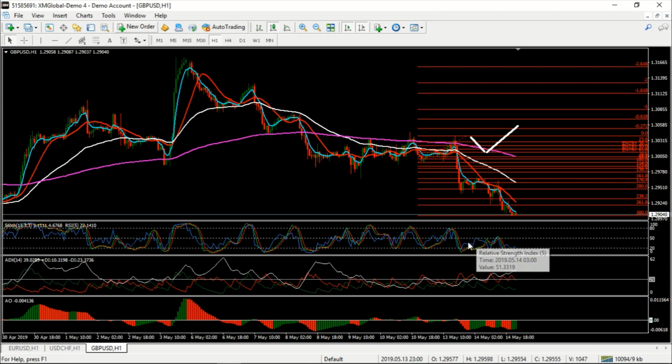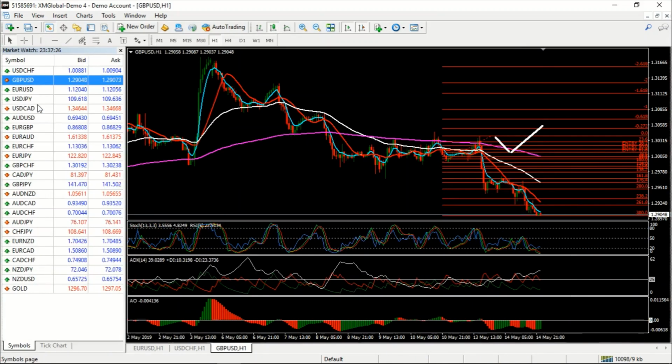Also you see the RSI is trading below the 50, and the ADX red line is above the green line, as well as the ADX white line being above the 25 level, right? So that is a strong bearish market. Let's just look for another pair to analyze.